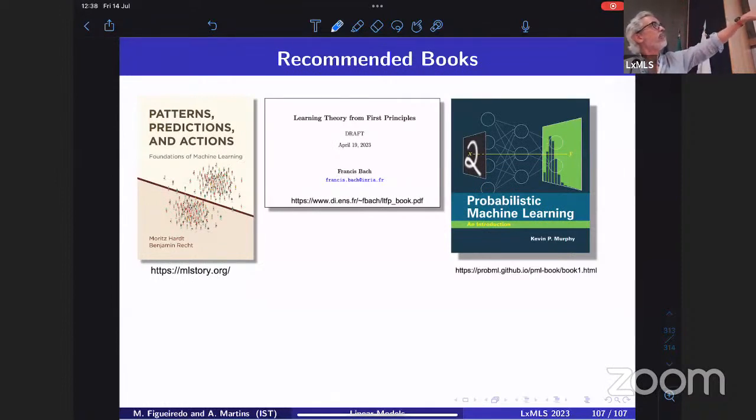Then there's this much more technical book by Francis Bach called Learning Theory from First Principles, which covers everything. It's particularly strong in the stochastic optimization part. And there's this huge book, I think it's 1,000 pages, Probabilistic Machine Learning, which has everything you will ever want to know about probabilistic machine learning. They're all available online for free, legally. It's not okay.